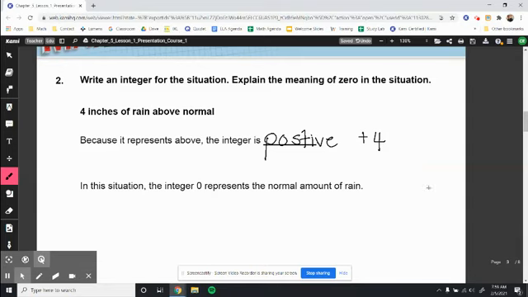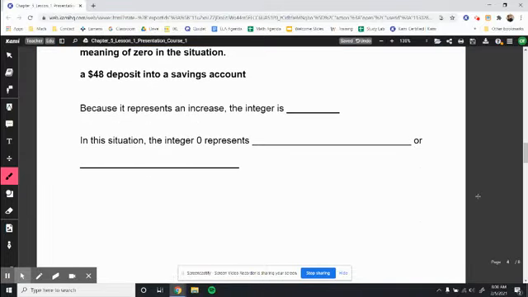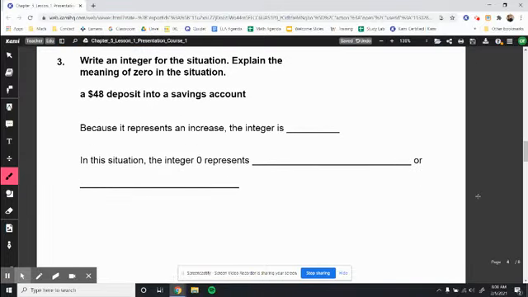Example 3, which is on page 346 again. Write an integer for the situation, explain the meaning of 0 in the situation. A $48 deposit into a savings account. This is going to be a positive, so the integer is positive 48, because we're adding to our savings account. We always want to add money to our savings account.